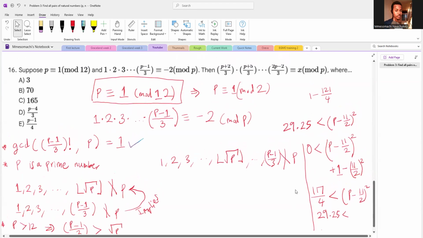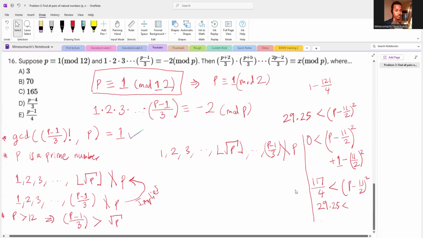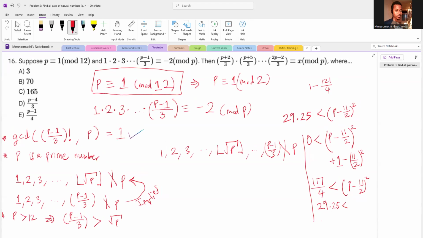Okay, so let me scroll back up so that the problem is in view. So the next statement, I'll just put it here. Let me mark that we've proven this, okay? So back to this. The next statement that I want to use is Wilson's theorem. Wilson's theorem states that (P minus 1) factorial is congruent to minus 1 mod P, okay? So this is Wilson's theorem.